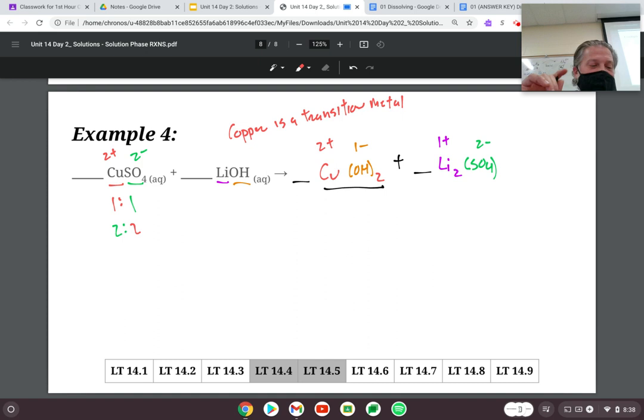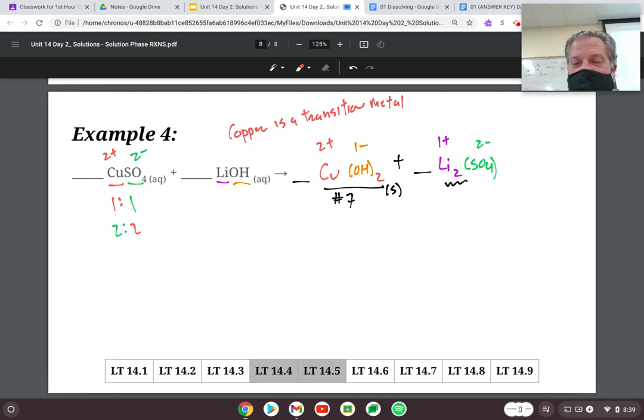Metallic hydroxides are present. So in this case, rule number 7 says all metallic hydroxides are insoluble except if they're paired with ammonium, group 1, or group 2 from calcium down. And since copper is none of those, that makes this my solid, and it's my solid because of rule number 7.